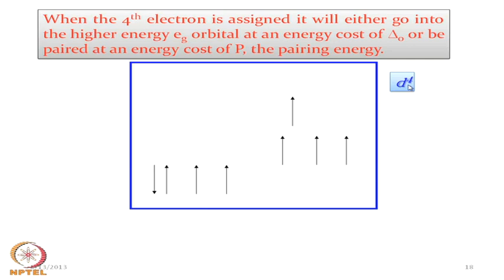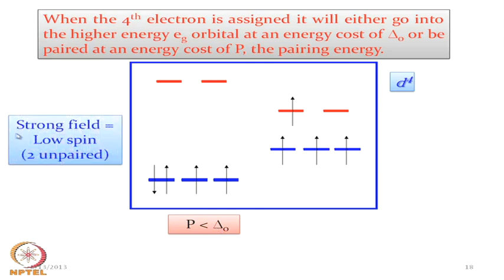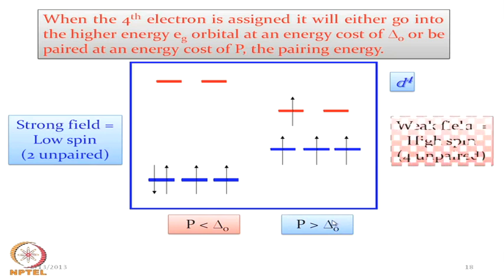So, balance is between the delta O and P. For d4 situation, whether this electron will go up or will be paired over here, that will be dictated by the relative magnitude of delta O and P. So, these are the levels, these reds are eg level and blue are t2g level. This is the situation where P is less than delta octahedral, so we have the corresponding low spin situation. It is a strong field situation, we have only 2 unpaired electrons, and when P is greater than delta octahedral, we get the corresponding weak field or high spin situation with 4 unpaired electrons.